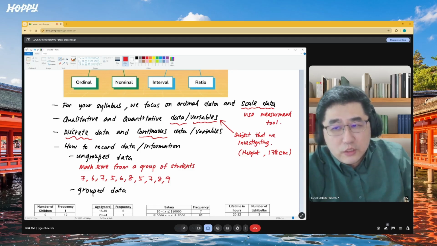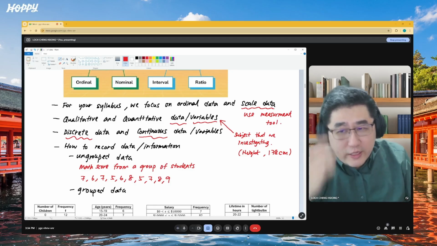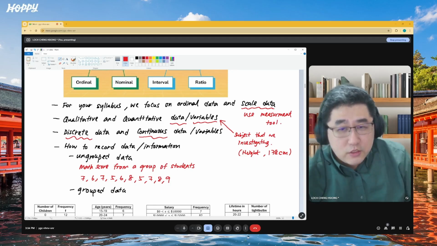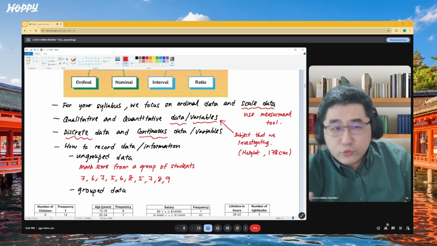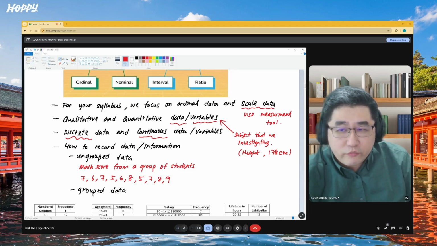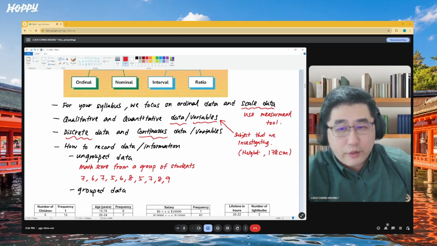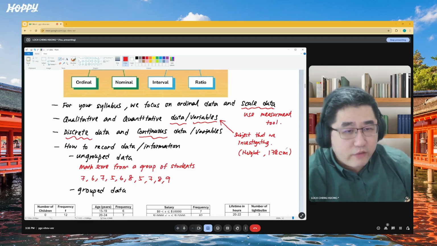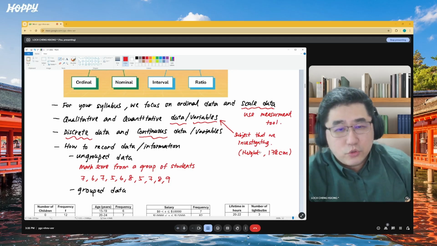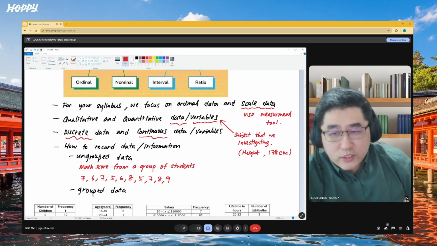For example, the value on the die. So on the die, you have 1, 2, 3, 4, 5, 6. On the die itself, you don't see any value 1.1 or 1.5 or 2.01. Okay, you don't have those numbers. So the value on the die is called discrete data. Okay, and continuous data may have a decimal place, for example, height. Although it is 178 cm, you can be 178.1, 178.2, 177.9. So you have a decimal value, that will be continuous data.